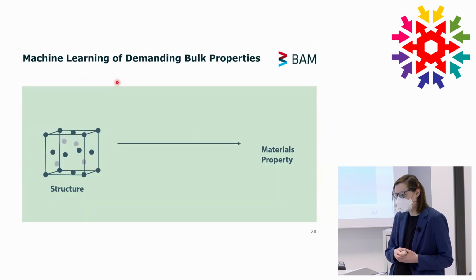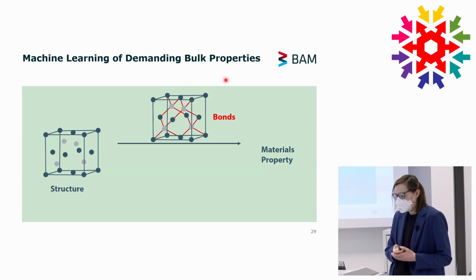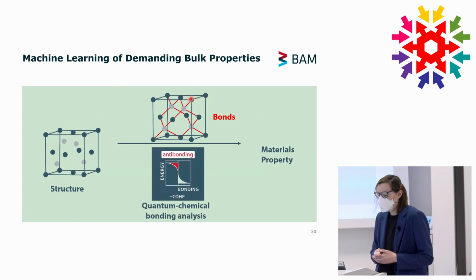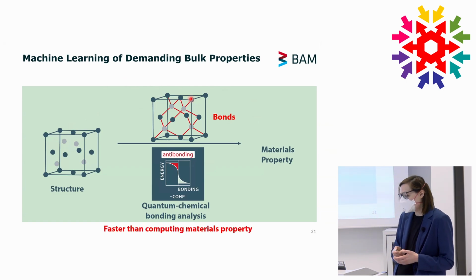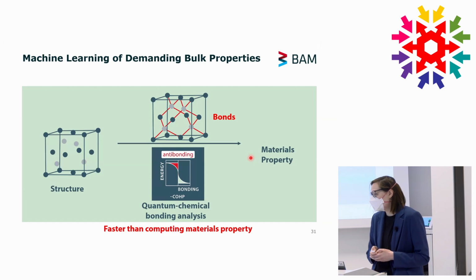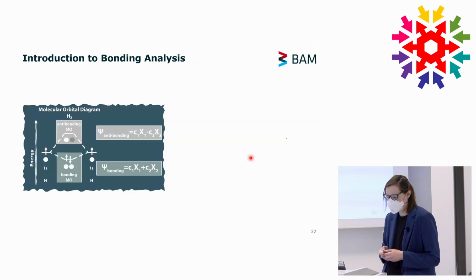So what we are typically doing in the group is we then try to machine learn demanding materials properties based on the chemical bonding picture. So instead of directly going from the structure to the materials property, we compute bonding properties with the help of quantum chemical bonding analysis and use this as a descriptor for the materials properties instead. Of course, this only makes sense when this is still faster than actually computing the materials property. So it only makes sense for very demanding materials properties, for example, phonons in that case.